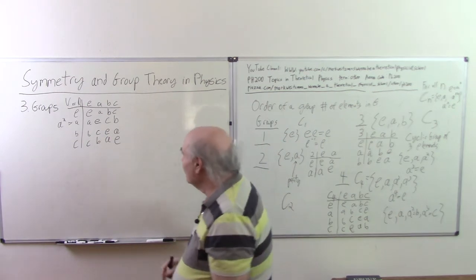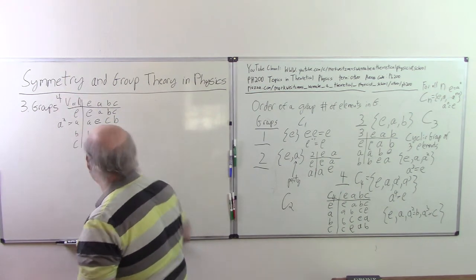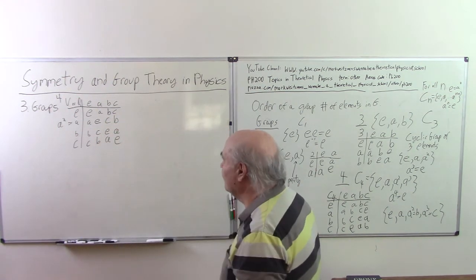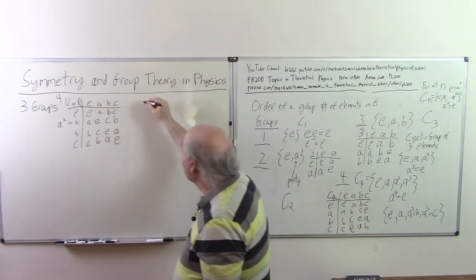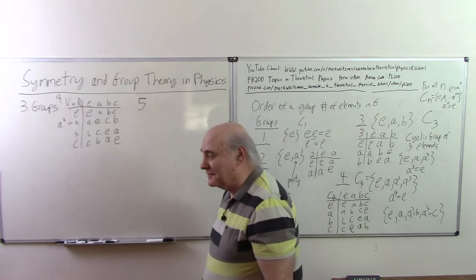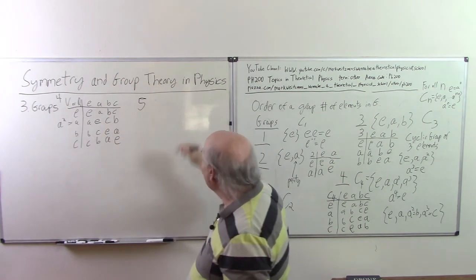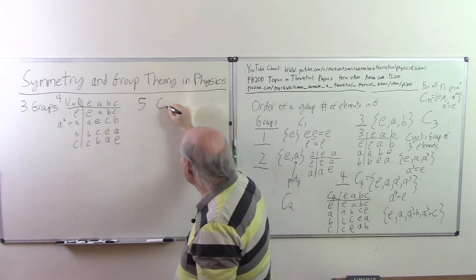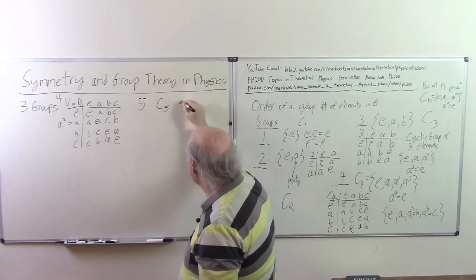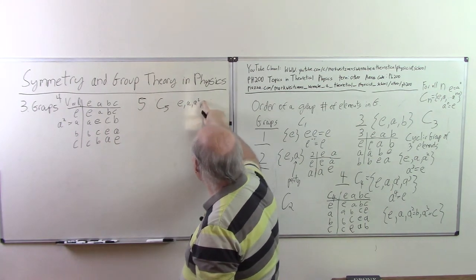So this is the second 4-element group. There's two groups of order 4. Let's go to order 5. We'll be stopping soon on this, don't worry. There's only one group of order 5, and that's C5, the cyclic group of 5 elements.